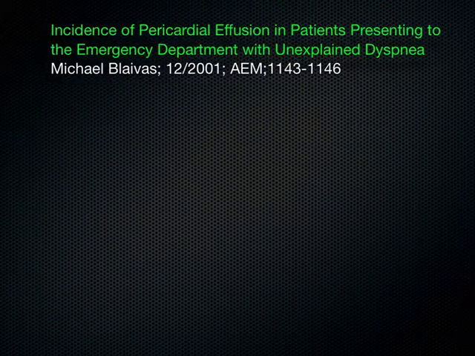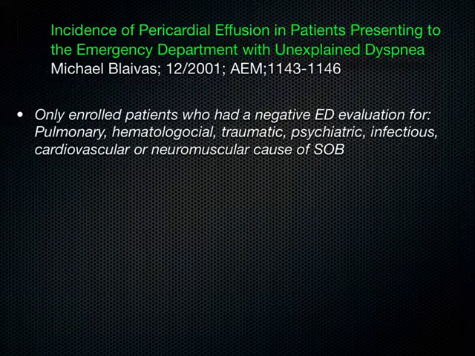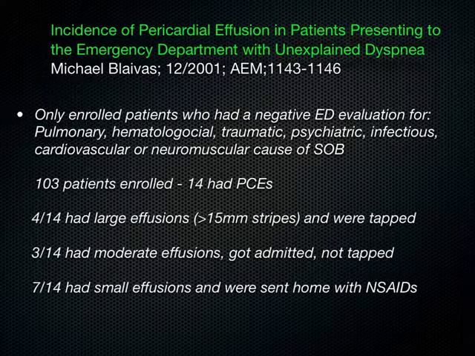And then another study by Mike Blivis showed that if you take patients who have a negative workup for any cause of shortness of breath, 14 out of 103 had pericardial effusion there. And so this is somebody who has unexplained dyspnea, 14 of 103 having pericardial effusions. And that's something to consider. How large or small the effusion is obviously plays into it.